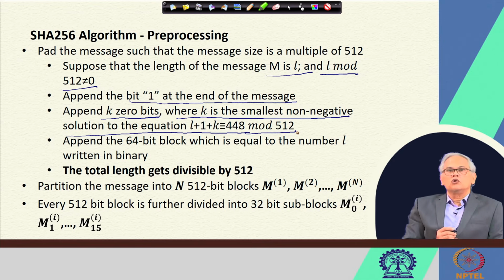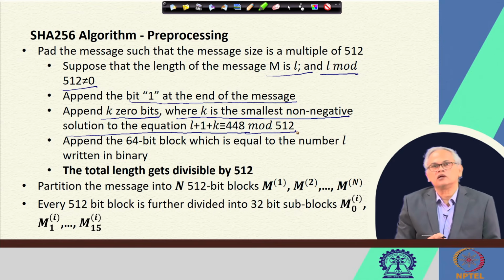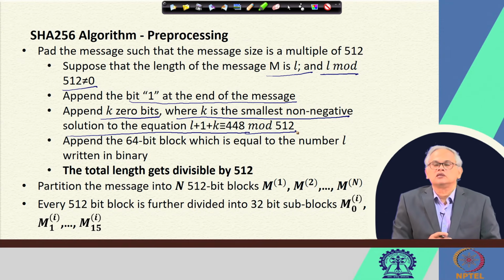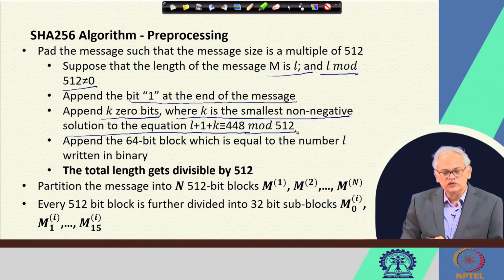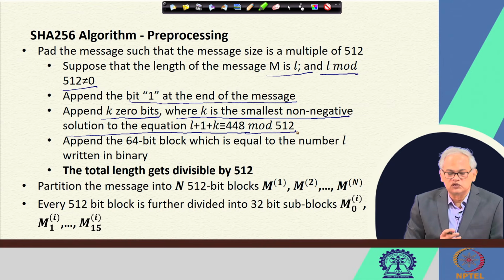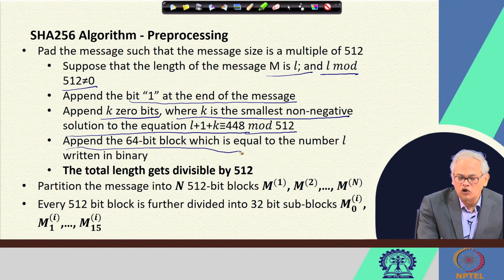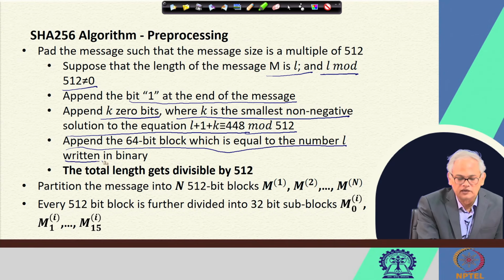Okay. So, this is a very simple step. In order that the input message size matches the requirement for applying this SHA-256 algorithm, we pre-process it so that we get certain properties to be satisfied. As shown here, we have appended the bit 1 at the end of the message, and then we append k number of 0 bits, where k is the smallest non-negative solution to this particular equation, and then append the 64 bit block, which is equal to the number L written in binary.